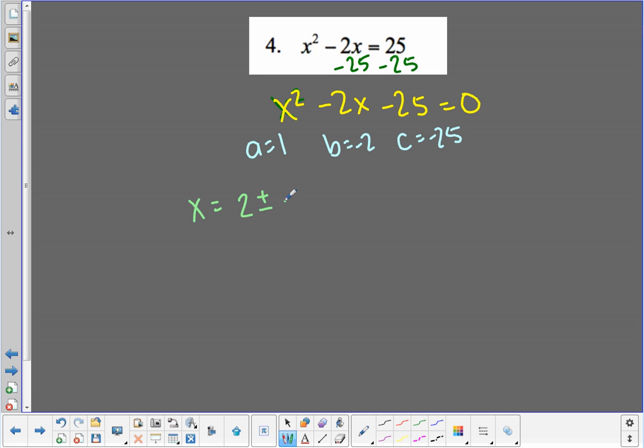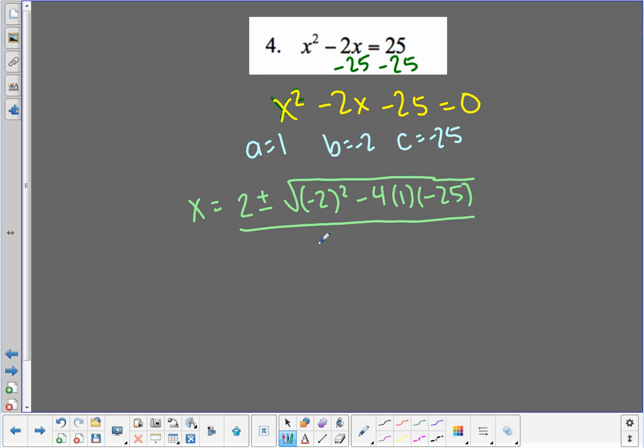Plus or minus the square root of B squared, put it in parentheses, minus 4 times A times C, put those all in parentheses. I just always do. It eliminates the chance for error. So over 2a, which is 2 times 1, and then go to work.